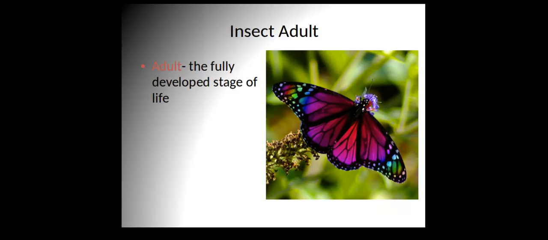This last stage, however, is simply the same as it is in humans. Adult. This is the full-grown bug, and it will no longer physically develop any more than it already has. This is, in the case of the butterfly, when it actually looks like a butterfly.